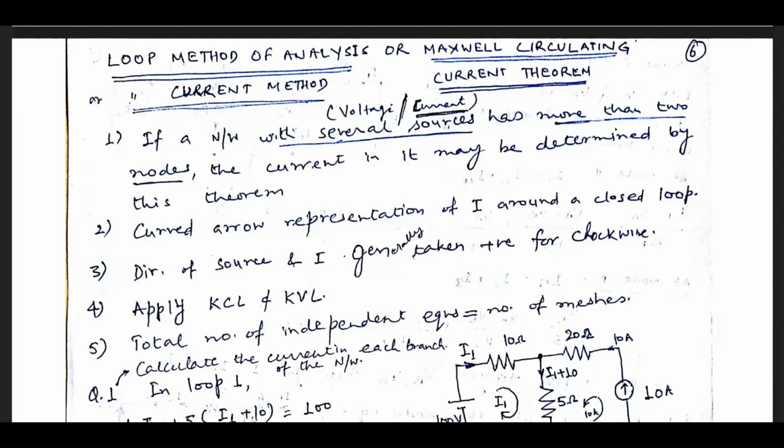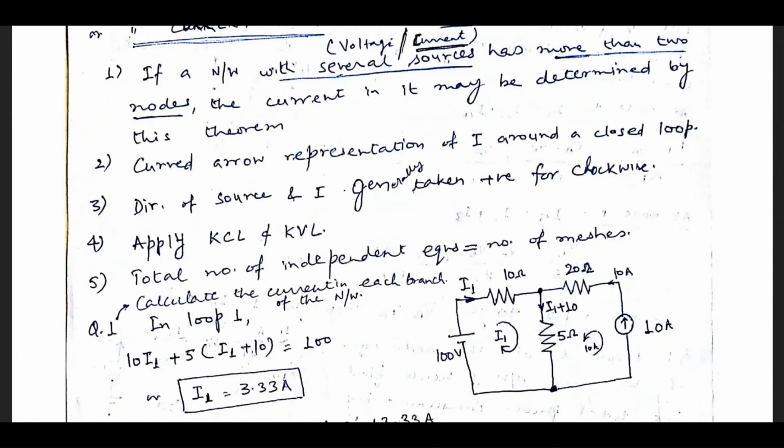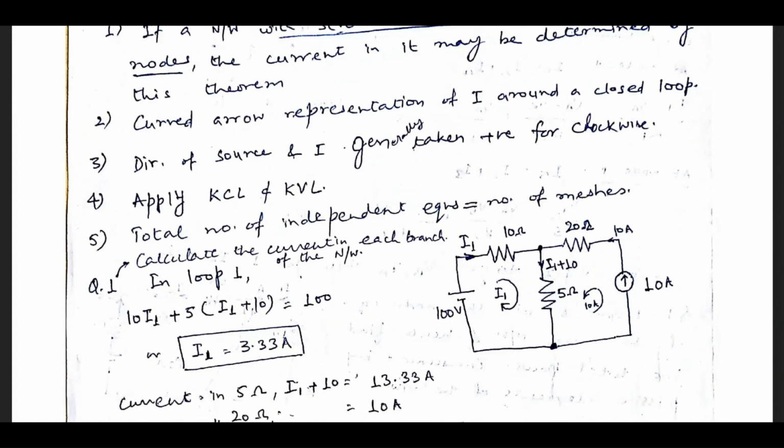and if it has more than two nodes, then the current can be calculated with the help of this theorem. A curved arrow representation of current is drawn in a closed loop.